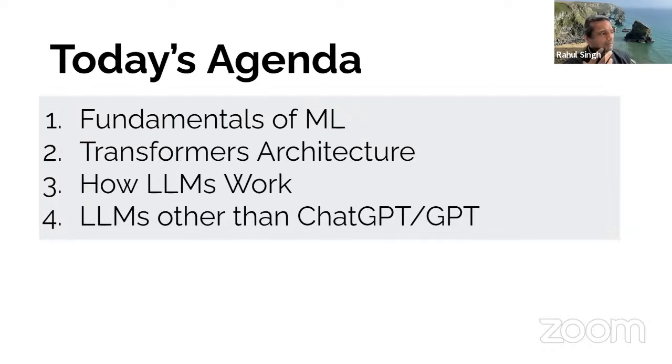And then LLMs other than ChatGPT or GPT. If you're starting out, you're likely going to be using OpenAI's API, but there are contenders, and you'll find it interesting that companies like Google are scared, and you'll understand why in a moment.